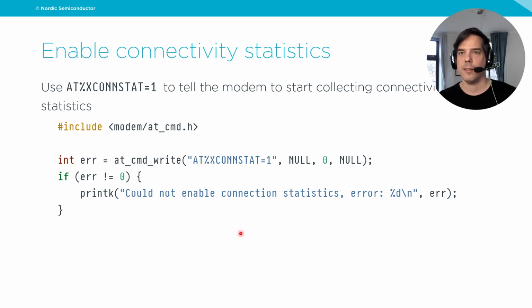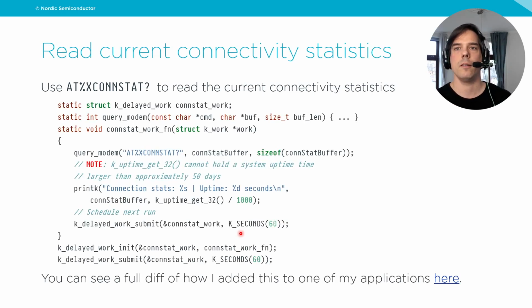AT%XCONSTAT=1 will tell the modem to start accumulating device connectivity statistics, and using AT%XCONSTAT?, you can read out these statistics. Here's a very simple example. It's just a few lines of code that you need. You can find an example where I added it to a real application under this link.